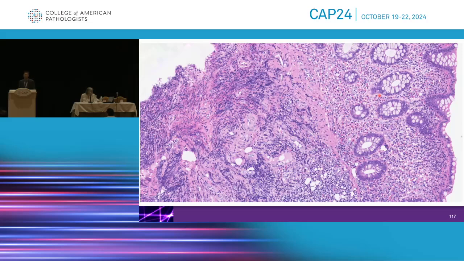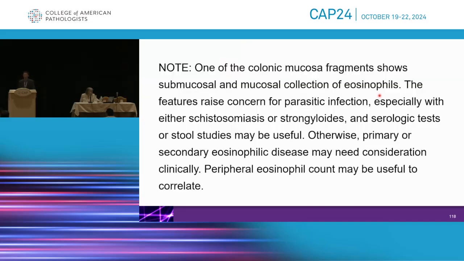How do we handle this case? We just let it go? Generally, for these cases, you need to give a note to alert the clinician to what you think. For example, this note I gave to the clinician: one of the fragments of colonic mucosa shows a collection of eosinophils in the mucosa and submucosa. This is more commonly seen in parasitic infection, for example, strongyloides or schistosomiasis.